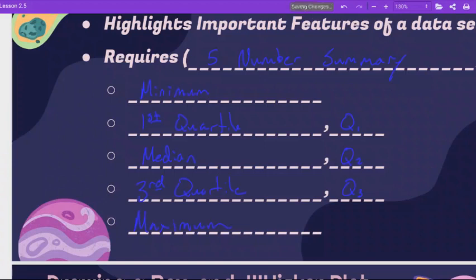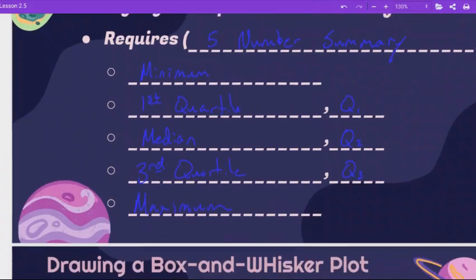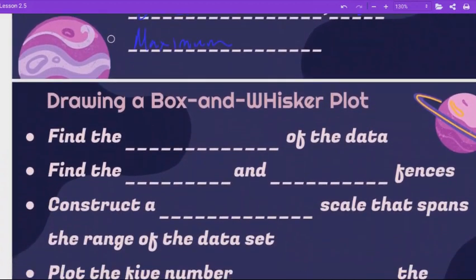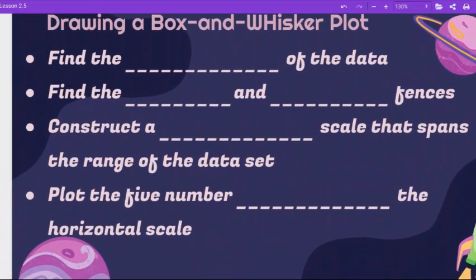Okay, and these should seem familiar. We've been calculating these on our calculator, so as long as you're entering the data correctly into the calculator, then it'll give you your five-number summary. All right, so how do I draw a box and whisker plot? Okay, so first we find the 5-number summary.